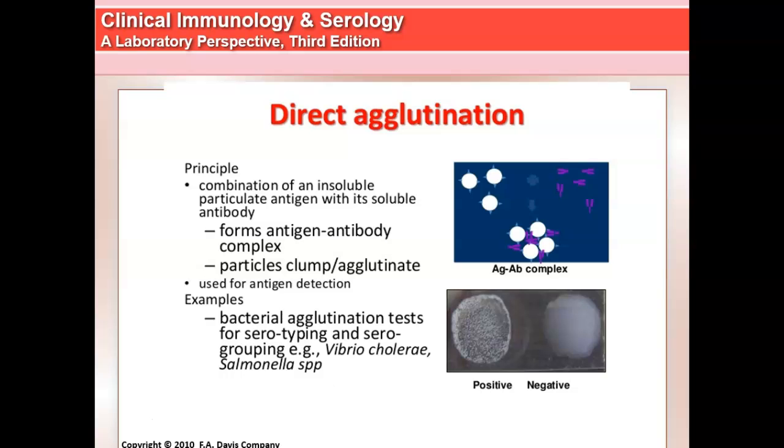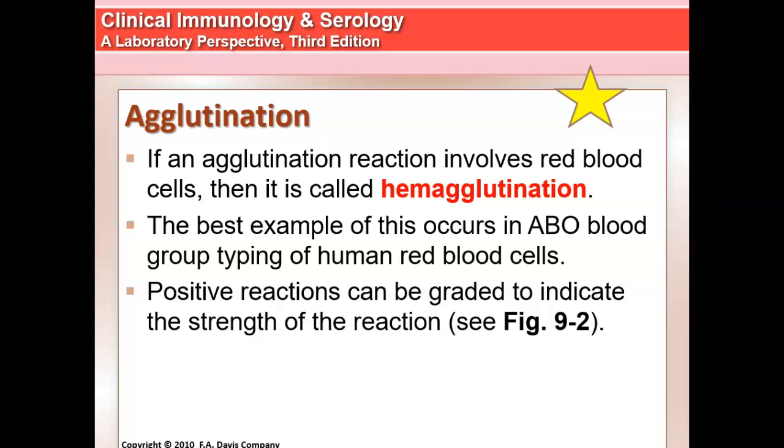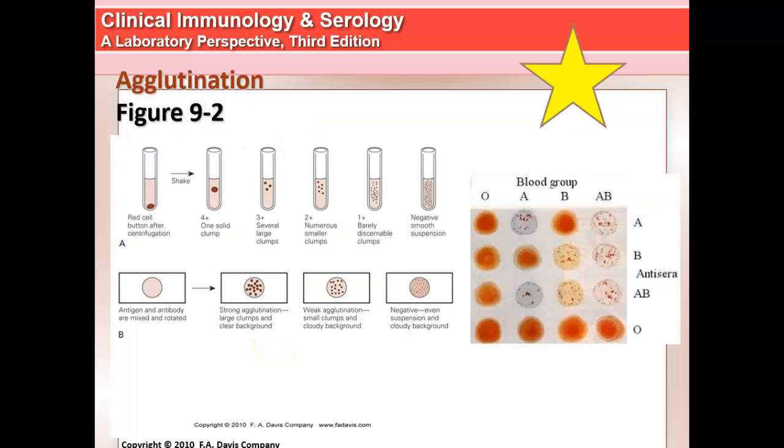When you do a culture, you do direct agglutination. So we use this type of test method all the time. If an agglutination reaction involves red blood cells, then it is called hemagglutination. The best and most common example of this occurs in the ABO blood group typing of human red blood cells. Positive reactions can be graded to indicate the strength of the reaction.